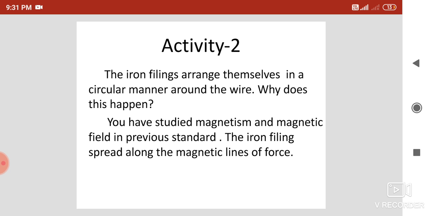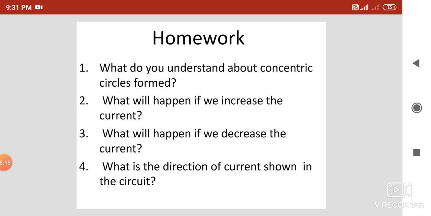Now after completing this activity, questions are given on the screen. Go through the video and write the answers of those given homework questions. Here you can see on the screen the different questions asked. Go through the video and write their answers.